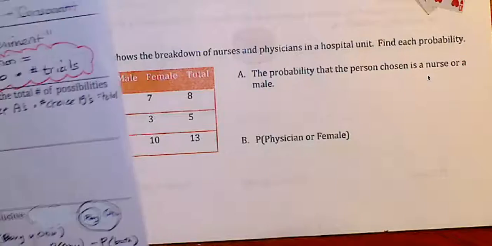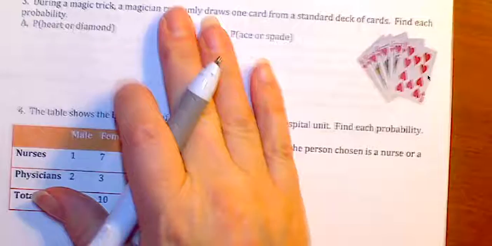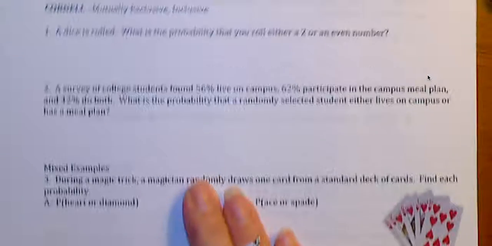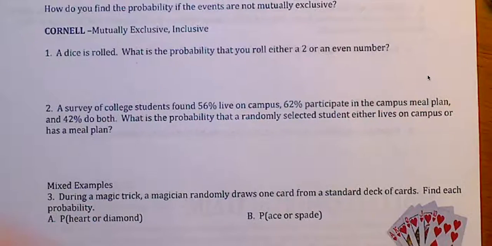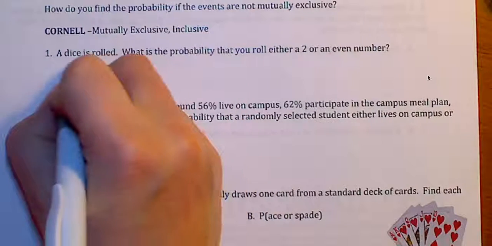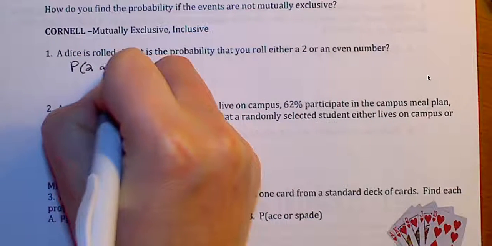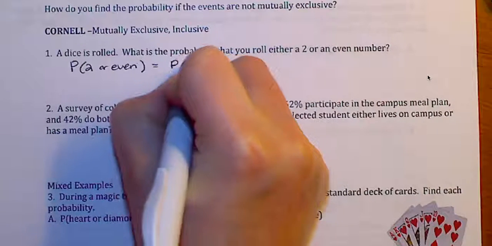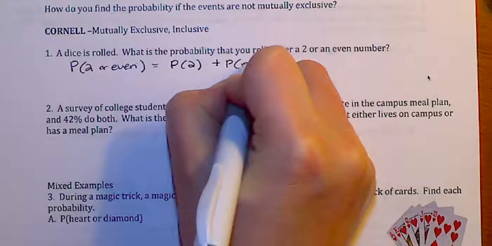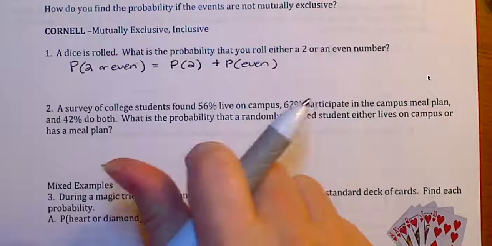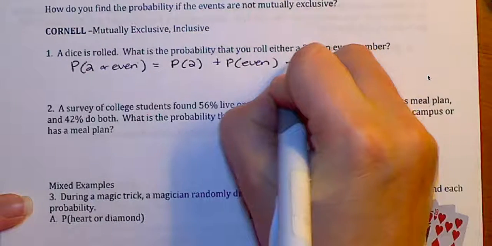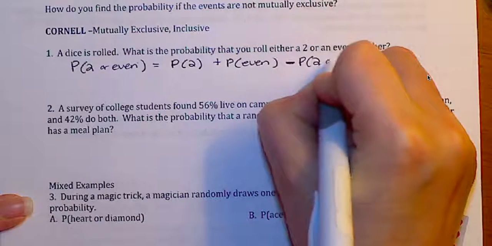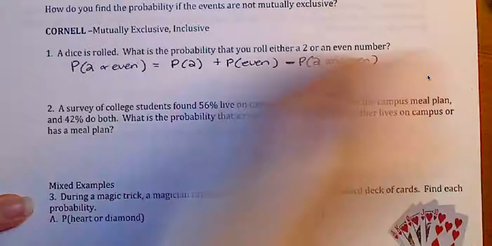It'll make more sense when I do a real problem for you. A die is rolled. What's the probability that you roll either a 2 or an even number? So if we want to find the probability of a 2 or an even, then that's going to be the probability of 2 plus the probability of an even. But we can't just add them together or we'll add some of them more than once. So then we have to subtract the probability of being 2 and even, or subtract the overlap.